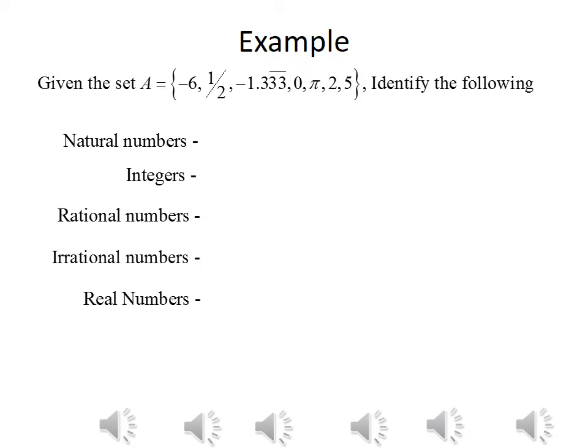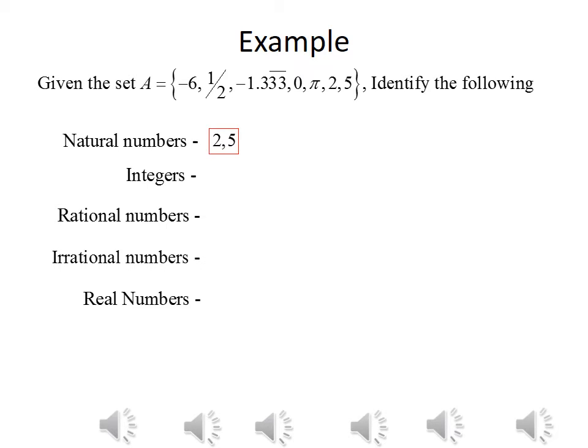So let's do an example where we're going to classify numbers within a set. If we're given the set A equals -6, 1/2, -1.333 repeating, 0, pi, 2, and 5, we want to identify which of those numbers fit into the following categories: the natural numbers, the integers, the rational numbers, the irrational numbers, or the real numbers.